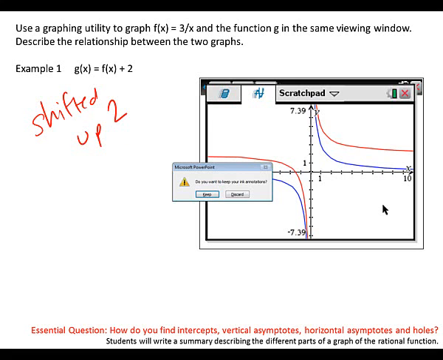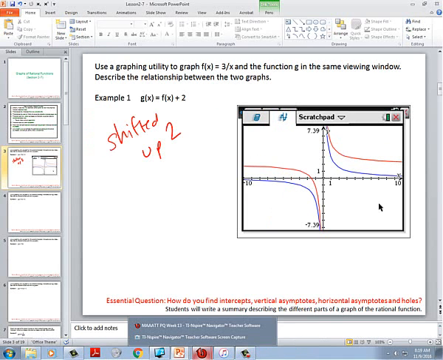All right, we got it? No? Give you a couple more seconds to get it sketched and shift it up 2, and then let's do the next one.